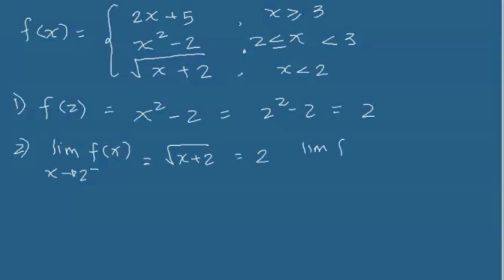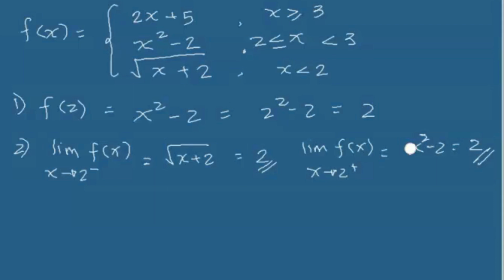And then the limit of f of x as x approaches 2 from the right side. We use the second function, x squared minus 2. So 2 squared is 4, minus 2 is 2. As we can see, the left hand side and right hand side are equal. Therefore, condition 2 holds, the limit exists.